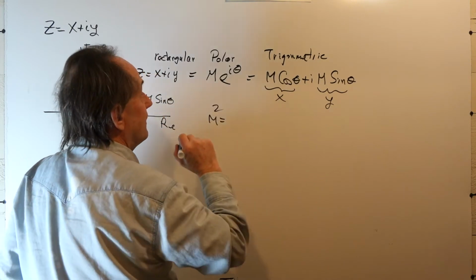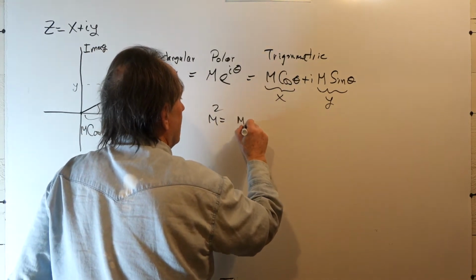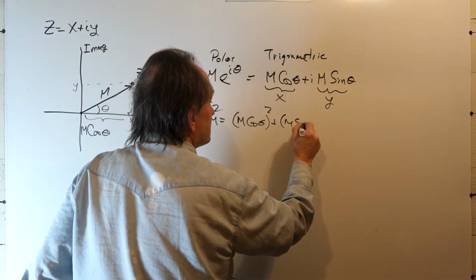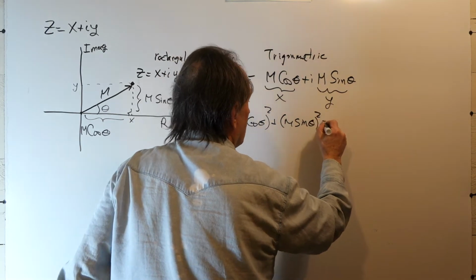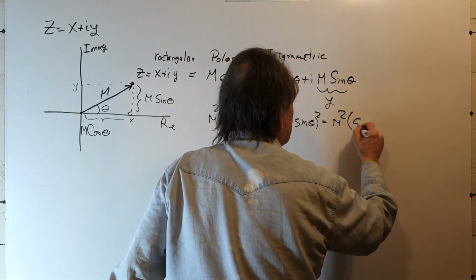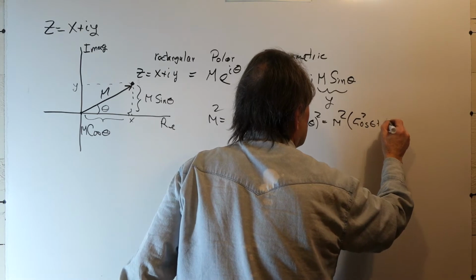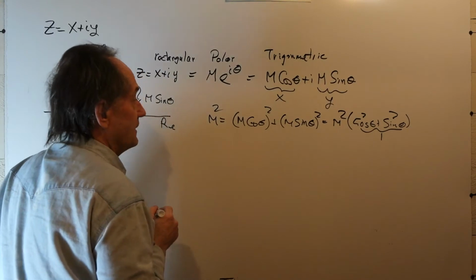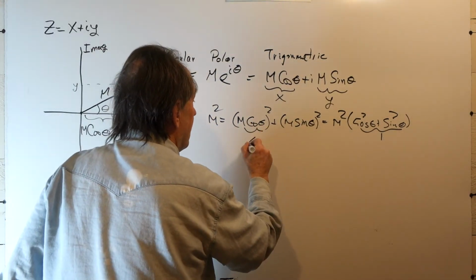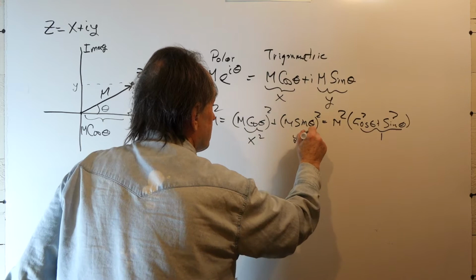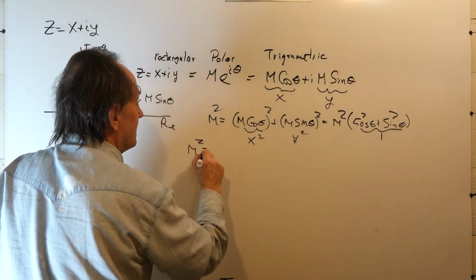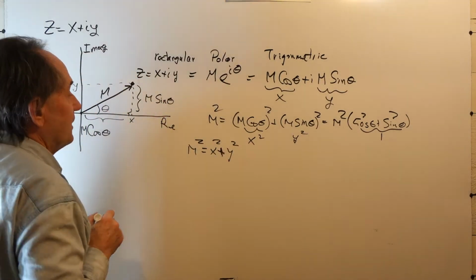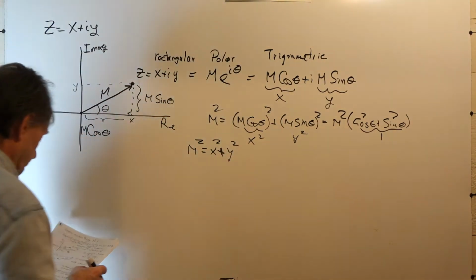Let's look at m squared. This would be m cosine theta squared plus m sine theta squared, which is m squared times cosine squared theta plus sine squared theta, and this is a trigonometric identity equal to 1. So that's just equal to m squared. This is our x, so that's x squared. This is y squared. So m squared equals x squared plus y squared. m is called the magnitude of the complex number, or its modulus.